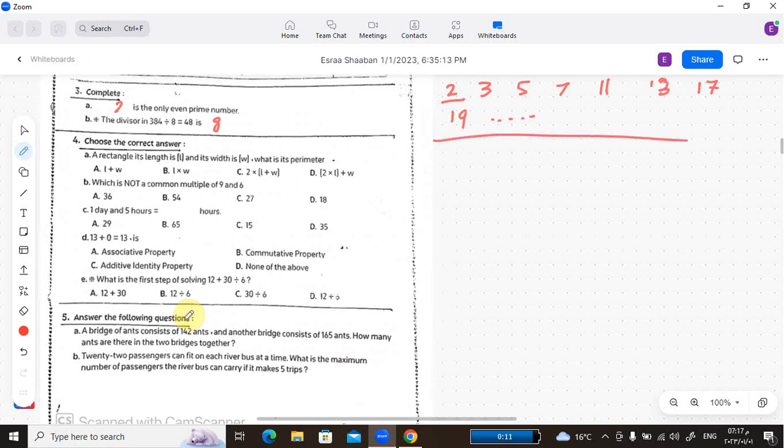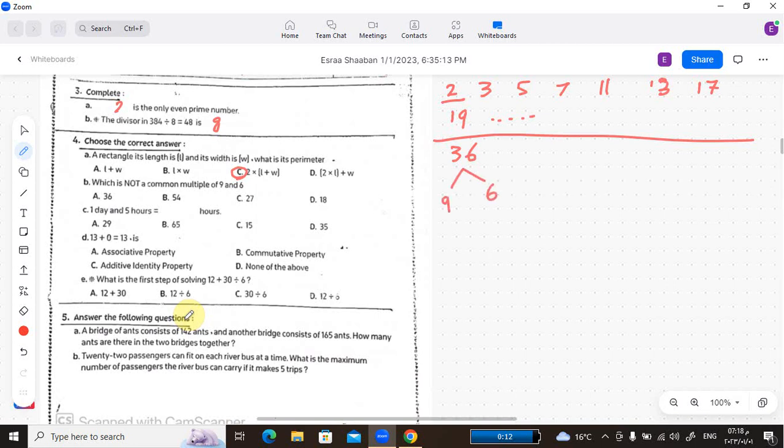Question number 4, choose the correct answer. A rectangle, its length L and its width W. What is its perimeter? Perimeter is length plus width, all times 2. Okay, letter C. Which is not a common multiple of 9 and 6? Okay, let's start with 36. We need to know 9 and 6.